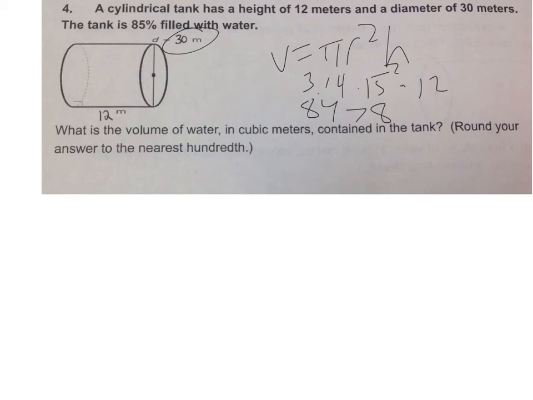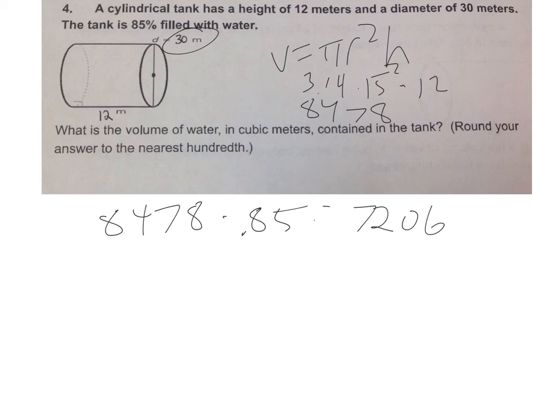So at this point, 3.14 times 15 times 15 times 12 is going to get you 8,478. But it's 85% filled with water, so you have to do 8,478 times 0.85, and you end up getting 7,206.3, and that will be cubic meters. All right, that should take care of it for the day.